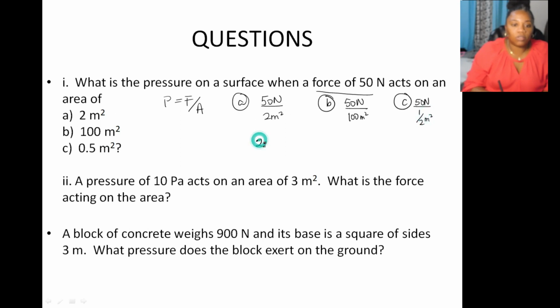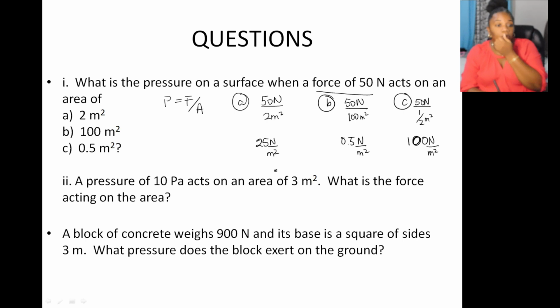And this will give us 25 newtons per meter squared. This one will give us 0.5 newtons per meter squared. And this one will give us 100 newtons per meter squared. Right? So that will be the pressure there. If you look at it, note that all the forces are the same. The one with the highest area exerted the least pressure, and the one with the least area exerted the highest pressure. See?